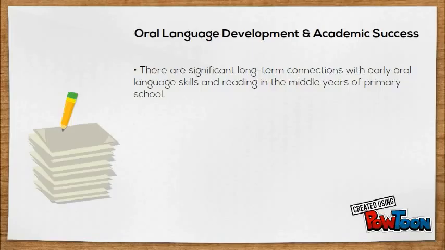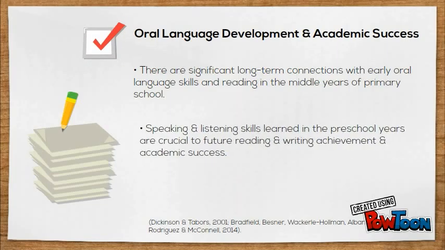Oral language abilities are not only closely related to the development of early reading skills, but there are also significant long-term connections with reading in the middle years of primary school. Speaking and listening skills learned in the preschool years are crucial to future reading and writing achievement and academic success.